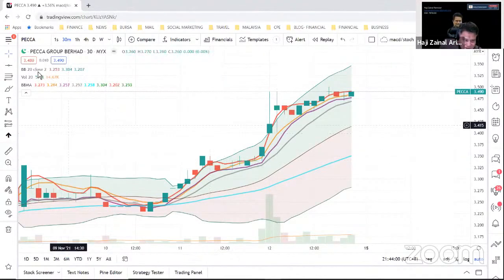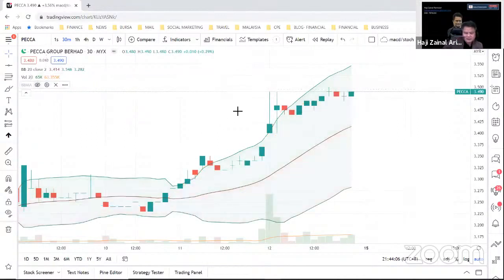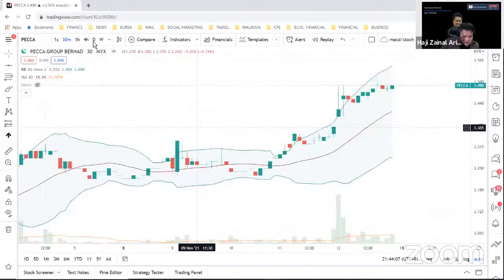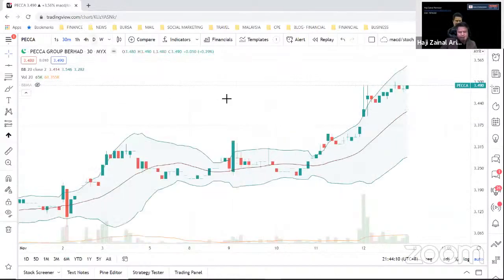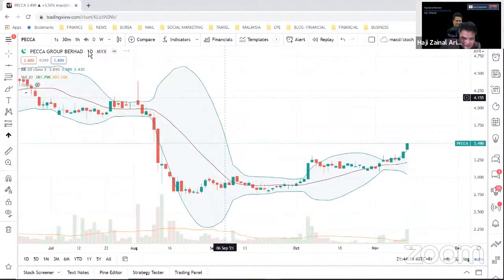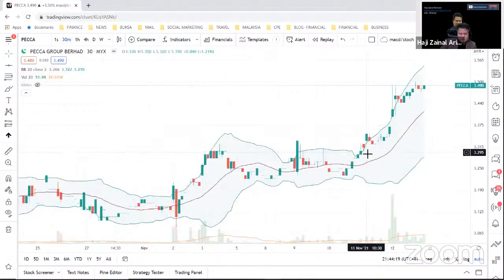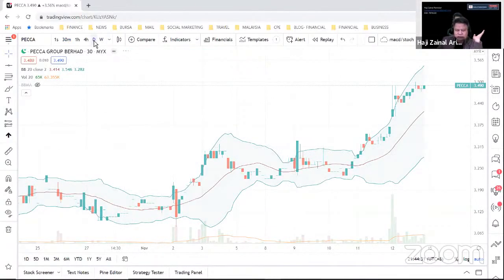If you want to use it on this simple technique, you also can use, for example, like this. Okay, this is daily. This is 30 minutes. Same thing, you can use the same principle. But when we use it for the short term, the first thing you have to look at is the daily. Is it up or is it down? That's the first thing.